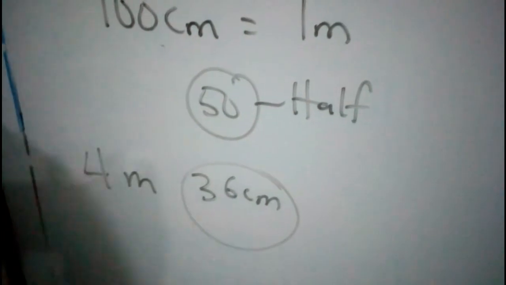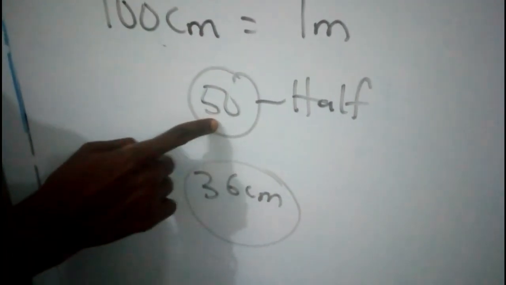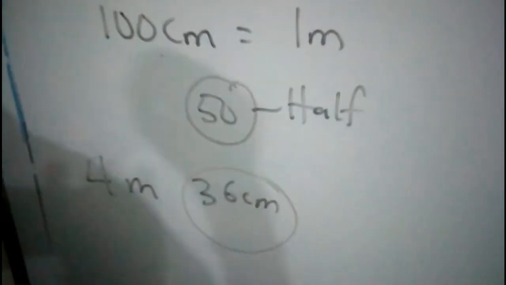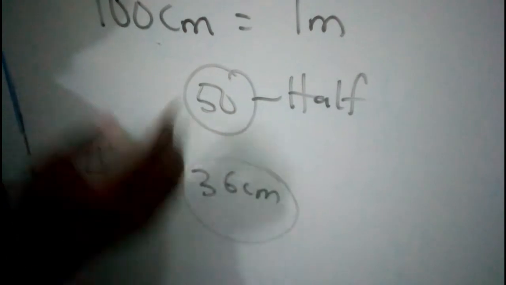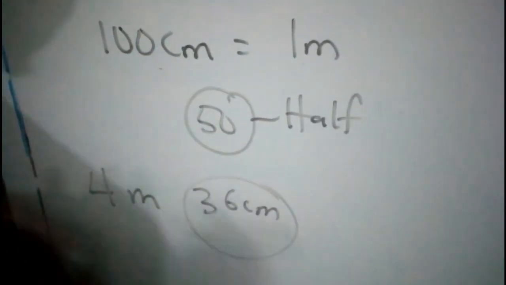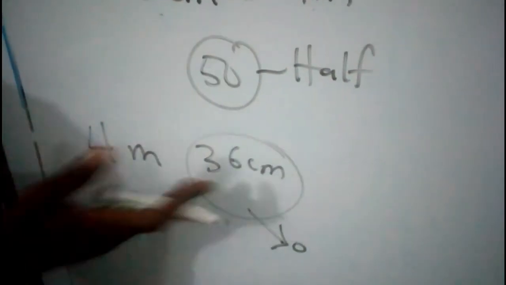And I told you that when what you are considering here is less than 50, less than half, we round down to 0. When it is half and above, we round up to 1. So 36, is it from 50 and above or below 50? Of course, 36 is less than 50. So what do we do? We round down to 0. We are rounding down because it's less than half.